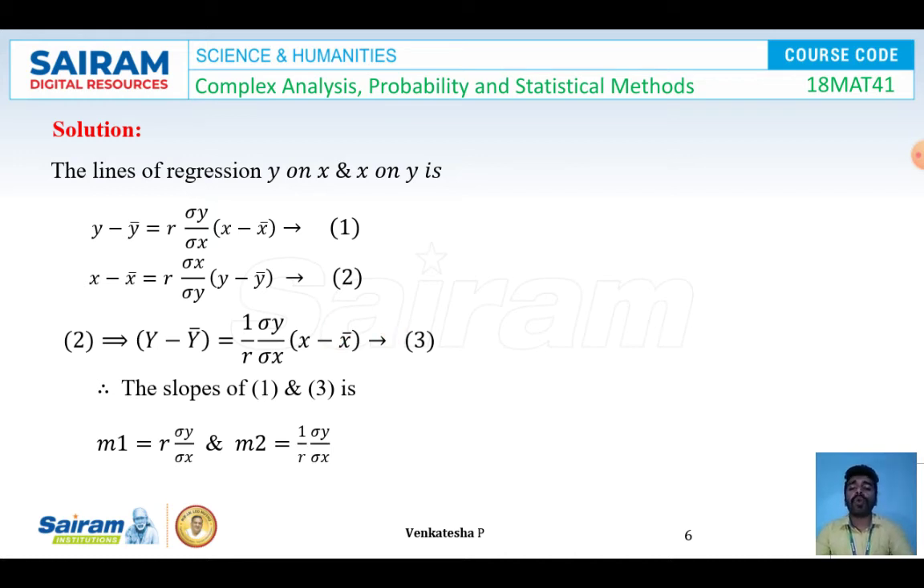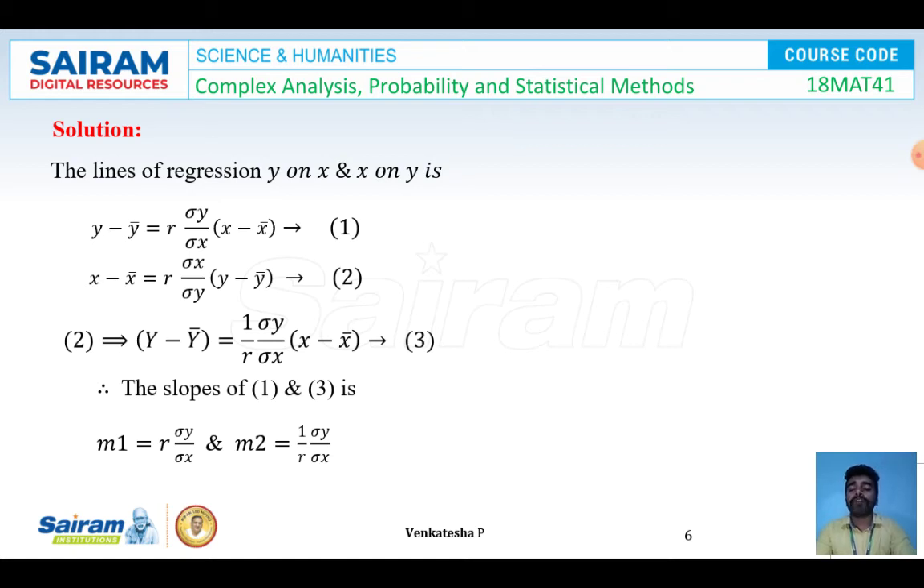Now I am going to find the slopes of equation number 1 and 3. To find the slope, I compare equations 1 and 3 with the equation y is equal to mx. So the slope of equation 1 is r into sigma y by sigma x, and the slope of equation 3 is 1 by r into sigma y by sigma x. That is, m1 is equal to r into sigma y by sigma x, m2 is equal to 1 by r into sigma y by sigma x, where m1 and m2 are the slopes of equations 1 and 3.